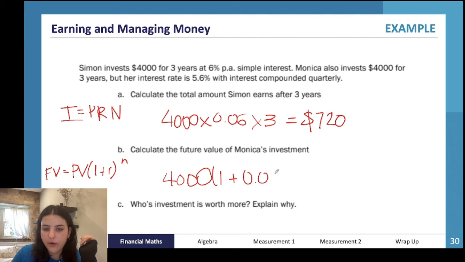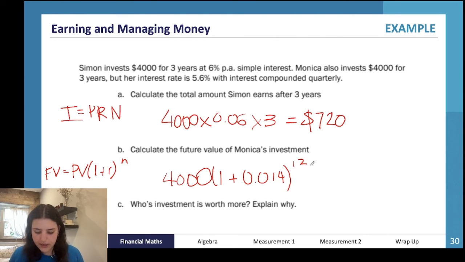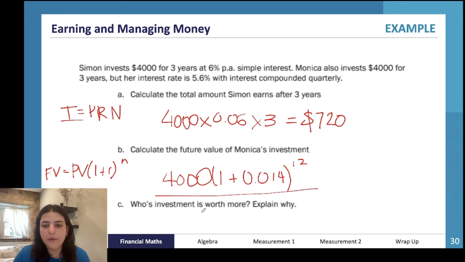So 0.014 as a decimal. And she does that quarterly for 3 years. So that's 12 times. So 4,000 times, and then we do our brackets, 1 plus 0.014, close brackets, to the power of 12, which is very hard to do on a phone. That is how you get your answer. Now, whose investment is worth more? Without even doing it, I can almost tell you it's usually going to be the person who uses compound interest.